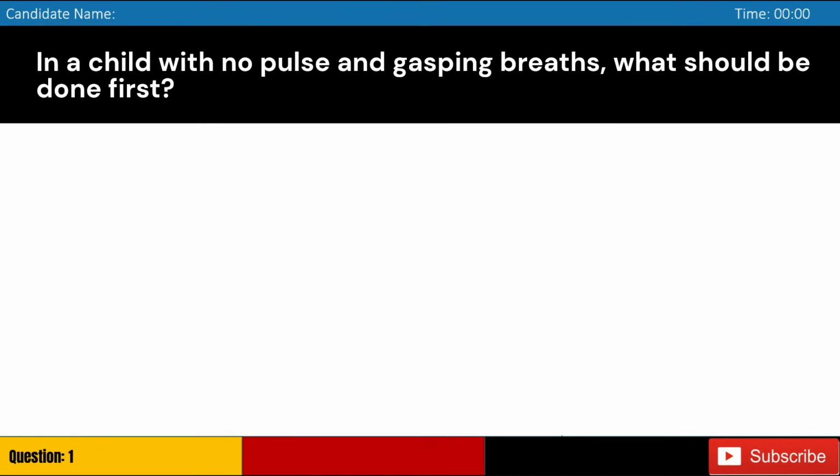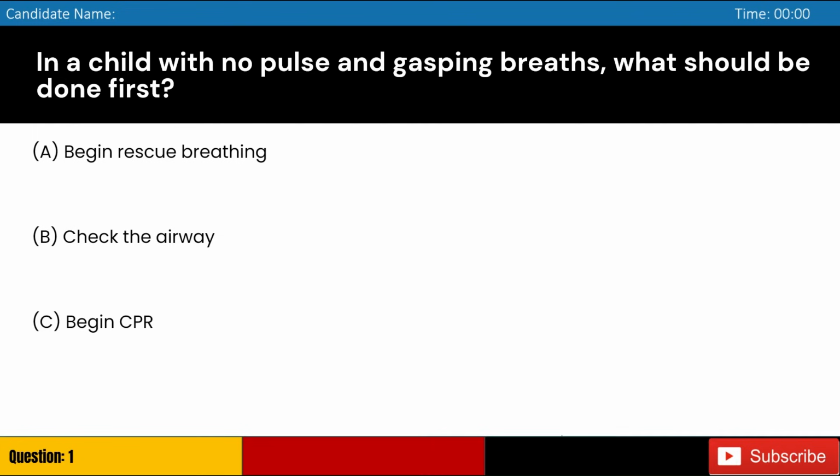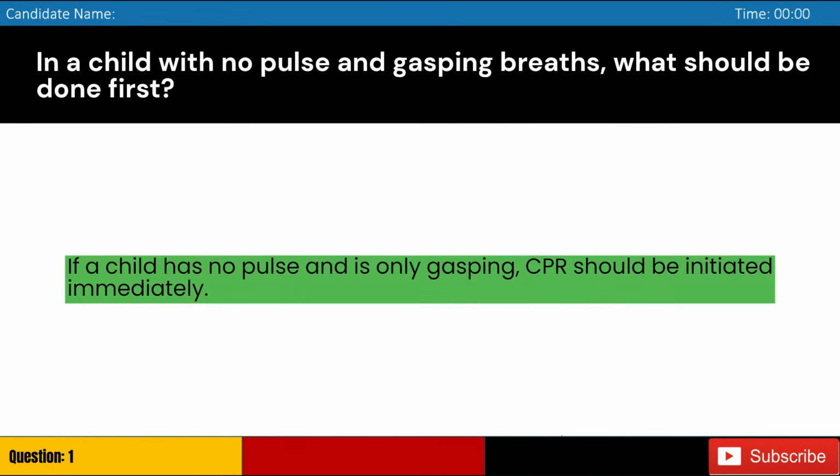In a child with no pulse and gasping breaths, what should be done first? A. Begin rescue breathing. B. Check the airway. C. Begin CPR. D. Give a shock with the AED. Answer: C. If a child has no pulse and is only gasping, CPR should be initiated immediately.